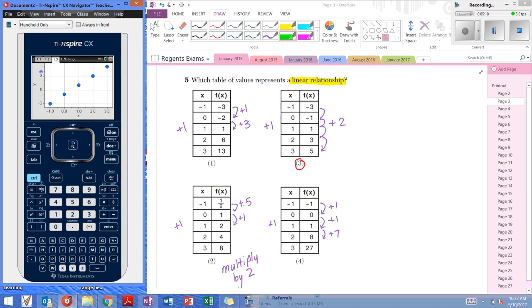So the only thing that you need to know is that linear means it makes a straight line. If you had done this with answer choices 1, 2, and 4, it wouldn't have been a straight line.